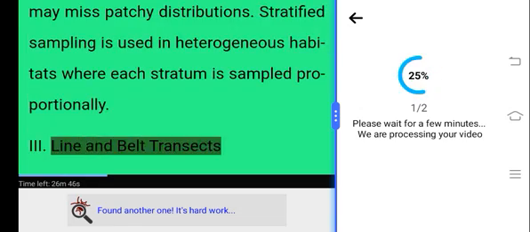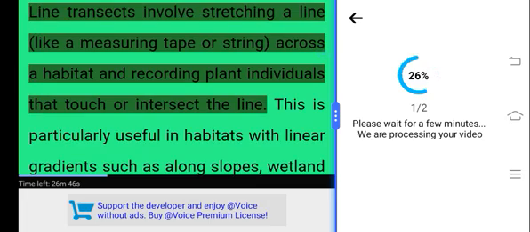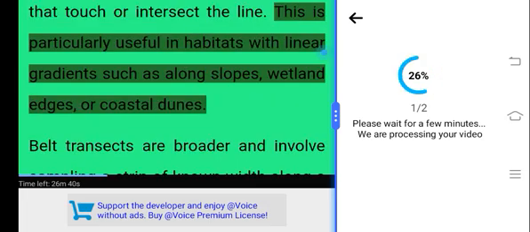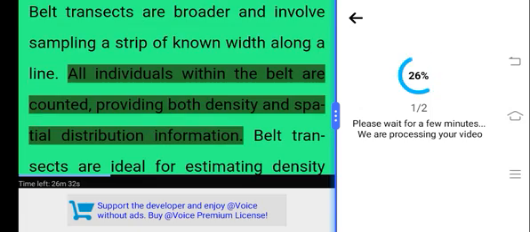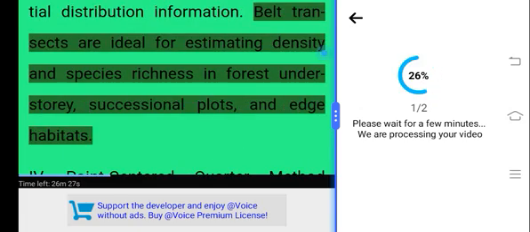3. Line and belt transects. Line transects involve stretching a line, like a measuring tape or string, across a habitat and recording plant individuals that touch or intersect the line. This is particularly useful in habitats with linear gradients such as along slopes, wetland edges, or coastal dunes. Belt transects are broader and involve sampling a strip of known width along the line. All individuals within the belt are counted, providing both density and spatial distribution information. Belt transects are ideal for estimating density and species richness in forest understory, successional plots, and edge habitats.